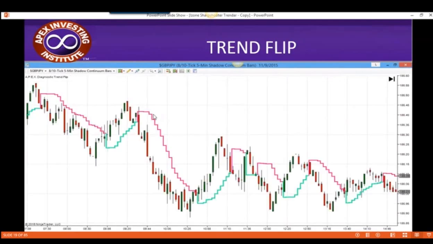We also have our trend flip indicator. Trend flip indicator is a directional confirmation indicator. Again, it's not a standalone indicator. It is to be used in conjunction with others.